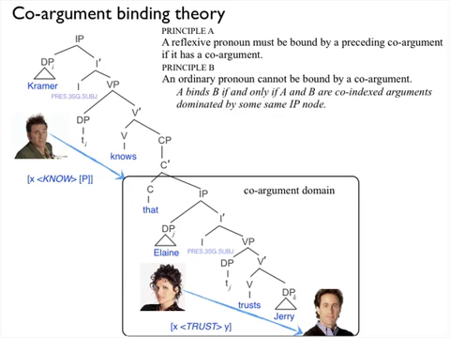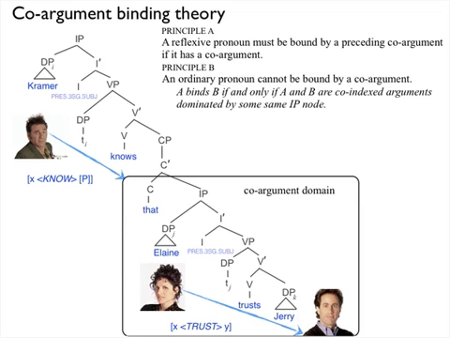But we'll be more explicit here about what exactly being bound means. So two things are said to be bound. A binds B if and only if A and B are co-indexed arguments. That means they have the same value. Their referential value is the same. And we put them in the tree with indices to show that. And they are dominated by some same IP node. Then they are in a situation of binding.